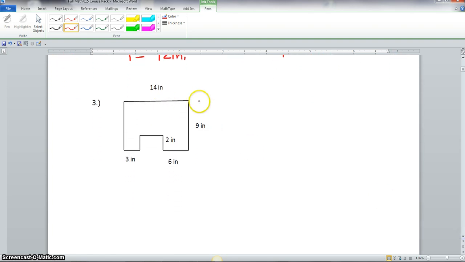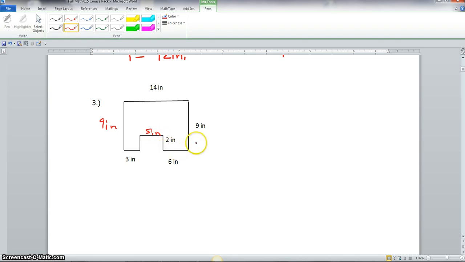Now number 3 is an odd looking shape, but we can still get through it. We know that these opposite sides are the same length, so both of these sides would be 9 inches. Now we look here, from this end to this end here is the same as from this end to this end here. So if this is 3 and this is 6, that's 9. So then that means that this must be 5. So we know this side is 5 inches.